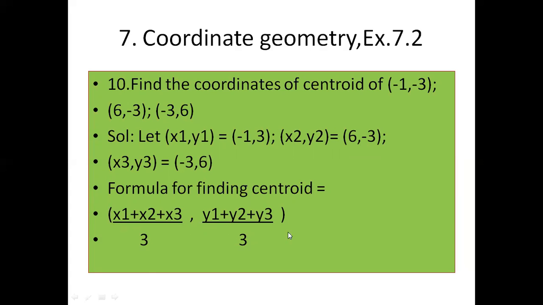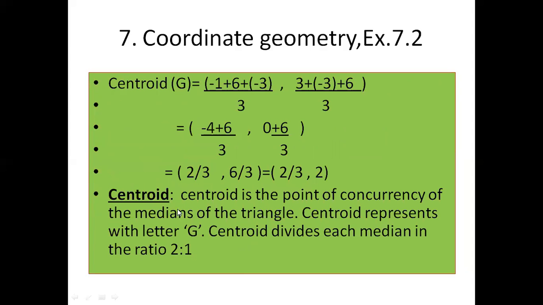Centroid is a point, so you must keep the brackets and write like this. After simplification, you get the x coordinate here, and after simplification of this, you get the y coordinate. So substitute the values. (Minus 1 plus 6 minus 3) by 3 comma (3 plus minus 3 plus 6) by 3. Here minus 1 minus 3, its value is minus 4. Minus 4 plus 6 by 3 comma minus 3 plus 3, its value is 0. 0 plus 6 by 3. One negative, one positive, it is subtracted, so 6 minus 4 is 2. So 2 by 3 comma 6 by 3. 6 by 3, its value is 2. So the point is (2 by 3, 2).